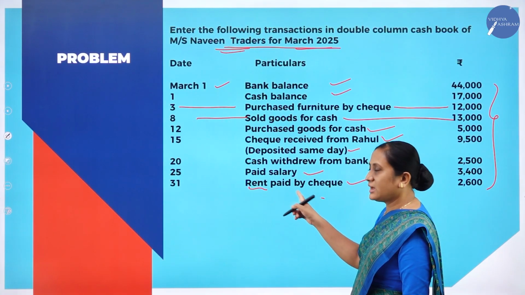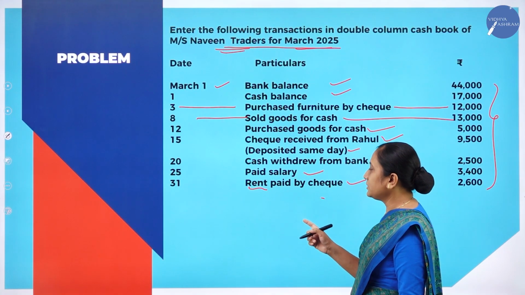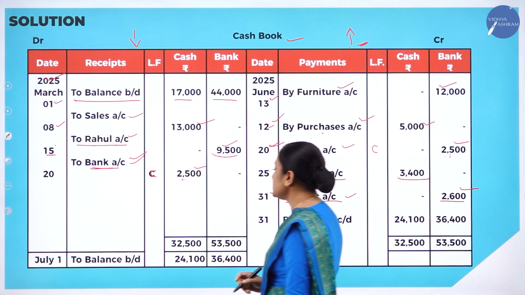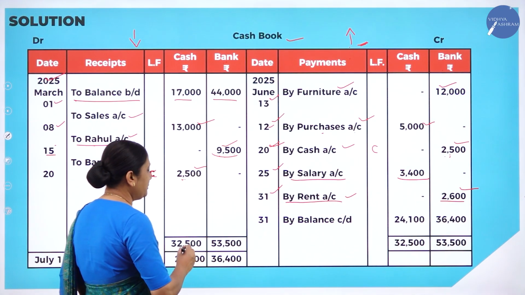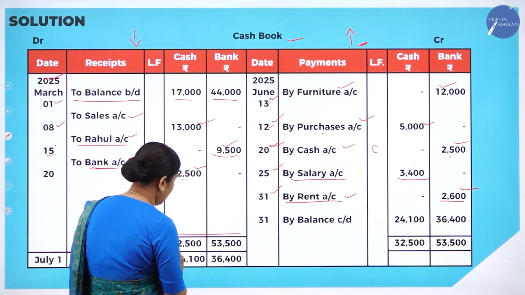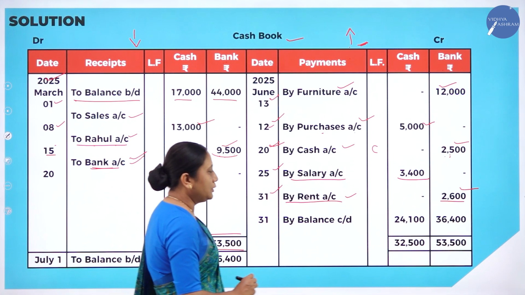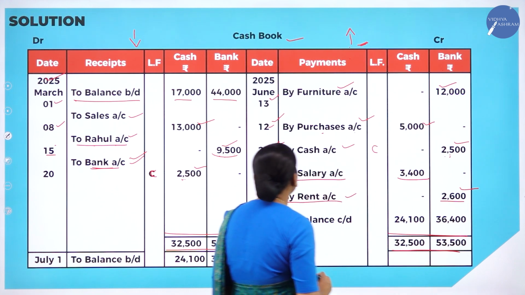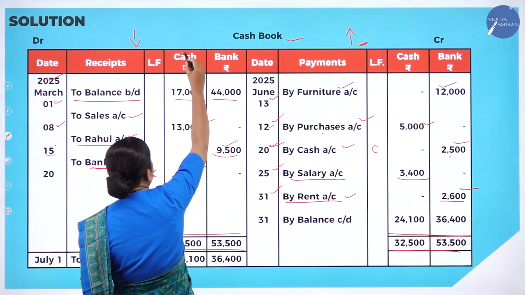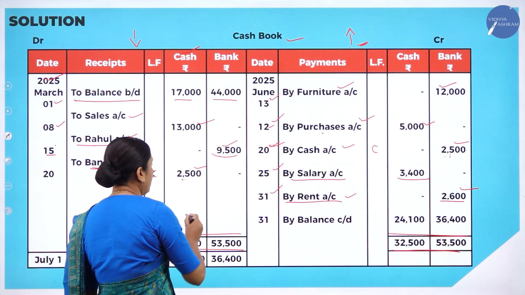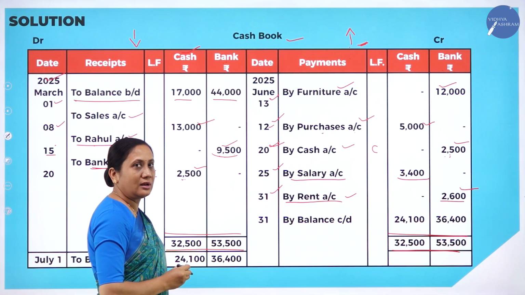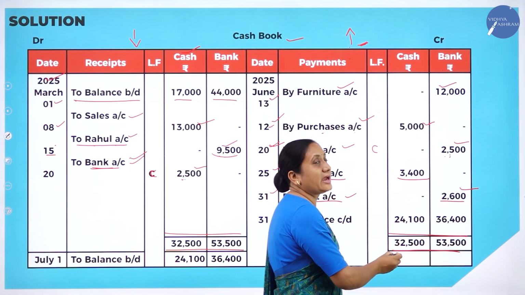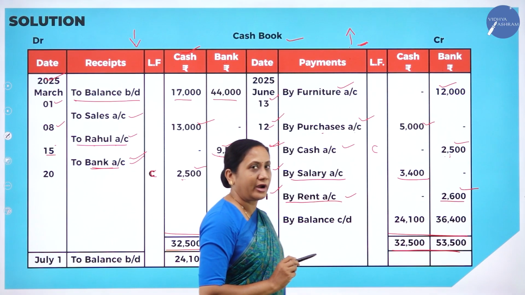Now all the transactions we have transferred to the cash book. Now after entering all the transactions into the cash book, the next step is we have to do the total. We have to find out the total on both the sides. First we will total the cash column. We will find out whether the debit side or credit side of the cash column is greater. First you have to find out.